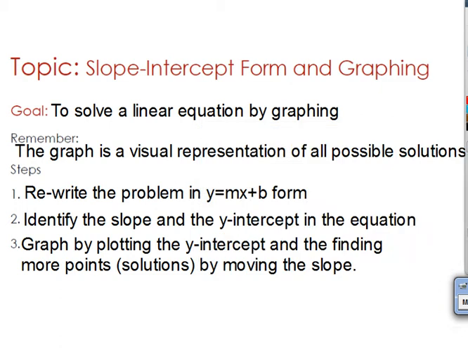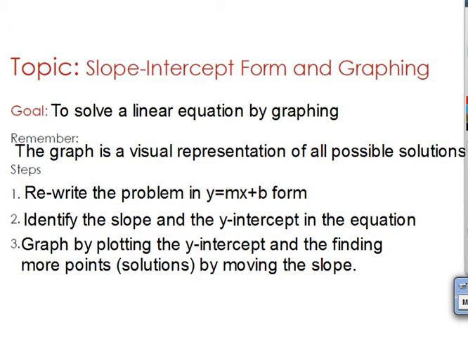Today we will look into slope-intercept form, and we will graph with the slope-intercept form. Slope-intercept form is a way to find out solutions for a linear equation by graphing. Remember, the graph is a visual representation of all possible solutions.